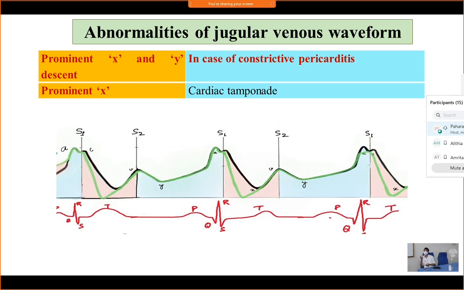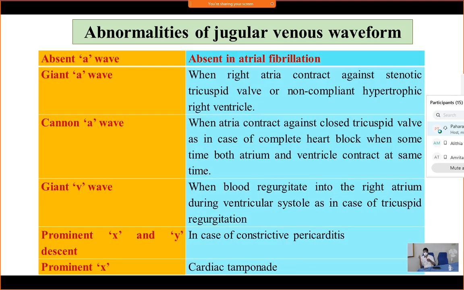Then the prominent X and Y descent, and the prominent Y descent. We get typically in constrictive pericarditis both prominent X and Y descent, and a prominent X descent in cardiac tamponade. So we will revise again: absent A wave, atrial fibrillation; giant A wave, atria contract against a stenotic tricuspid valve or non-compliant hypertrophic right ventricle, like right ventricular hypertrophy, pulmonary stenosis, or pulmonary arterial hypertension. Then the cannon A wave we get in complete heart block, because atria contract against a closed tricuspid valve. Giant V wave we get in tricuspid regurgitation, prominent X and Y descent in constrictive pericarditis, and prominent X descent in cardiac tamponade.